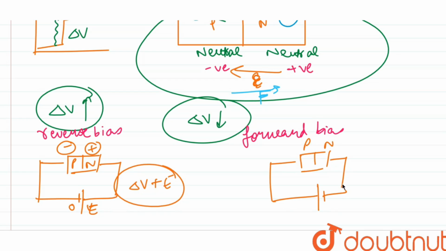On the other hand, in forward bias we do the opposite, so that the net barrier potential decreases by E, the EMF of the battery. Delta V minus E is the net barrier potential we finally have over here. That is why only in reverse bias the barrier potential increases by E, the EMF. So we can say that it is always maximum in reverse bias.